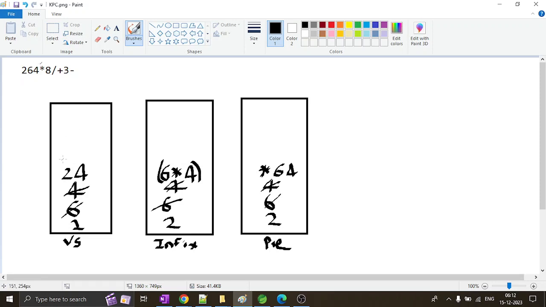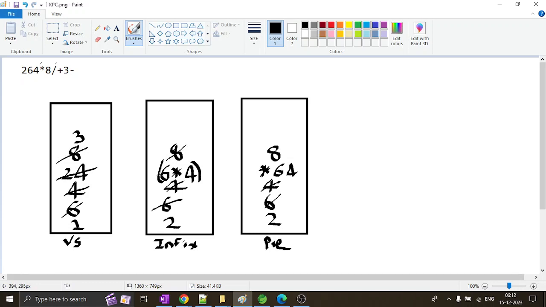Now 8. We have 8 as an operand, so we'll push 8 into the stack. And then we will go to this division. So for division, we pop 2. So we will divide 24 by 8. So we'll have 8 threes are 24, right? So we'll insert 3 into the stack.